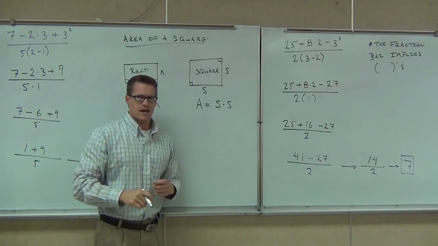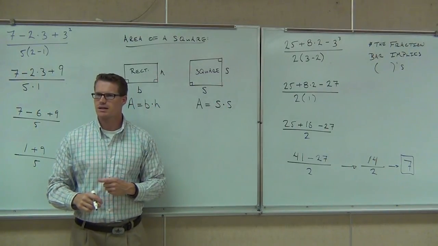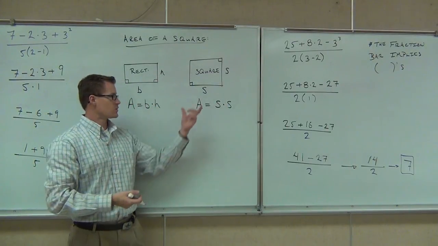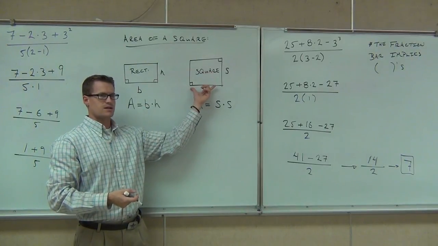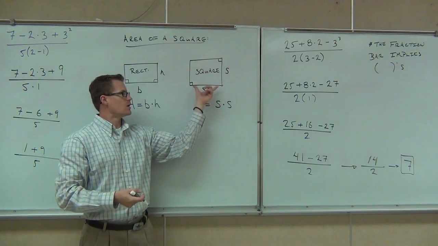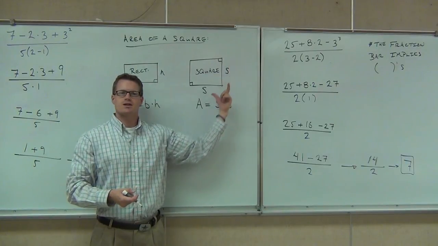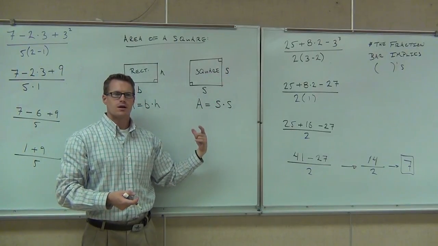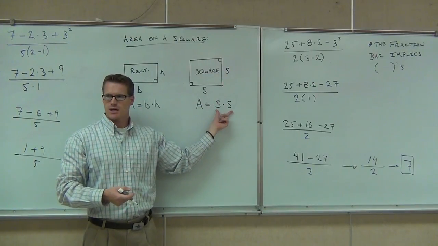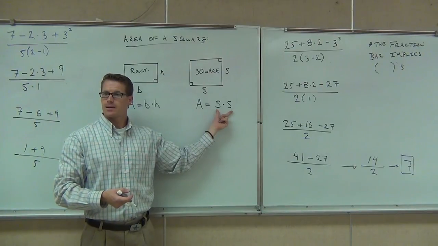So when we do the area, sure, the area is S times S. Do you see where we're getting S times S? That's still the base, same as base and height. The base and the height are the same, so this would still be base times height. It's just we have the same value there. Is there a different way we can write S times S? S squared. Perfect.